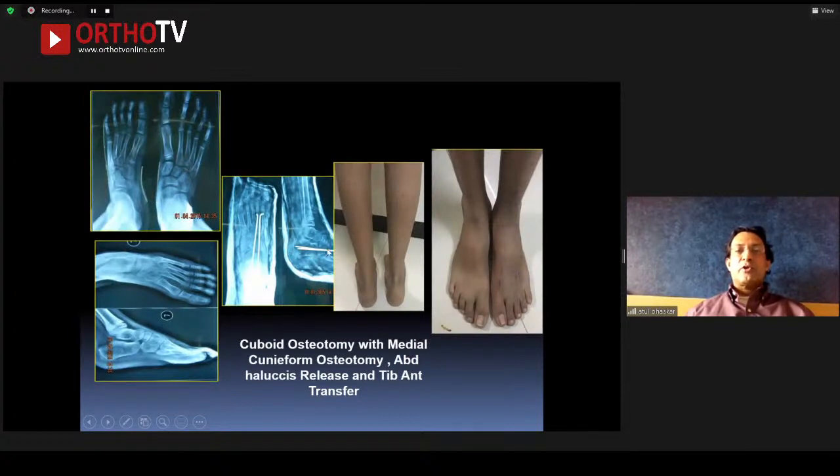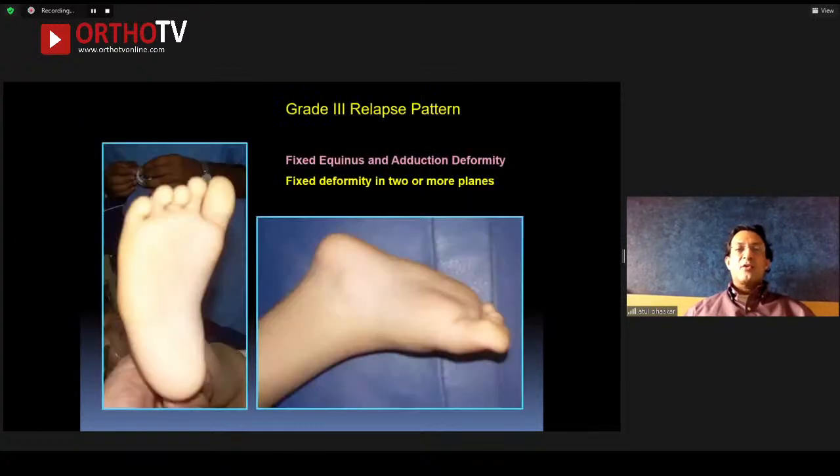If they don't respond to casting, I don't hesitate to do a surgery again. These are transpiriform osteotomies, lateral closing wedge, which all of us are familiar with. At the same time, we do a tib ant transfer and get the foot into a plantigrade shape. I'm not a big fan of multiple plasters because many of the patients have already had plasters done and they're coming for a second or third opinion. So I would just give 1 or 2 plasters, test the skin, and then go ahead with surgery.